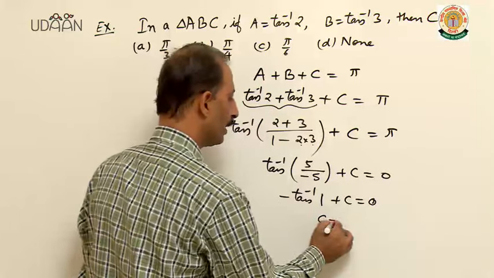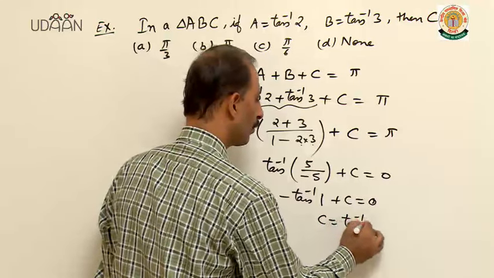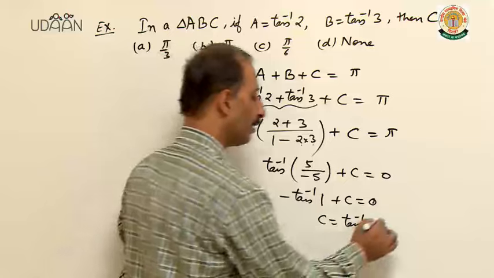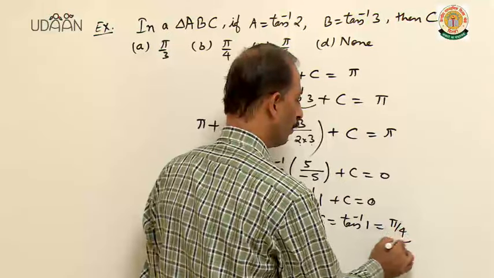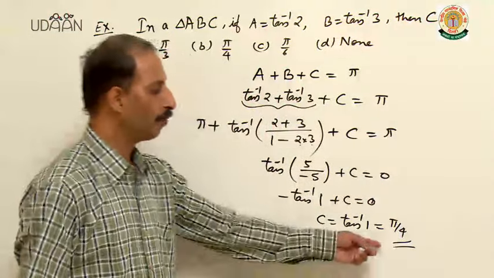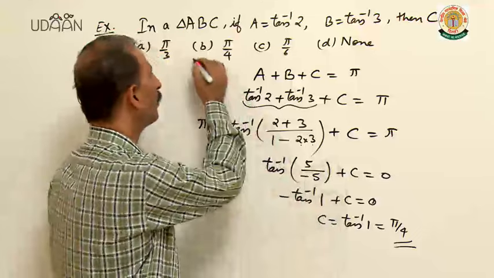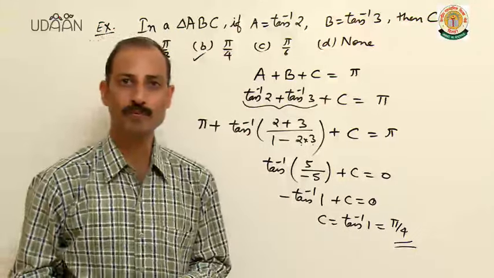So what is the value of C? That is tan inverse 1, and you know tan inverse 1 is pi by 4. So what is the value of angle C? Pi by 4. Answer is B, pi by 4.